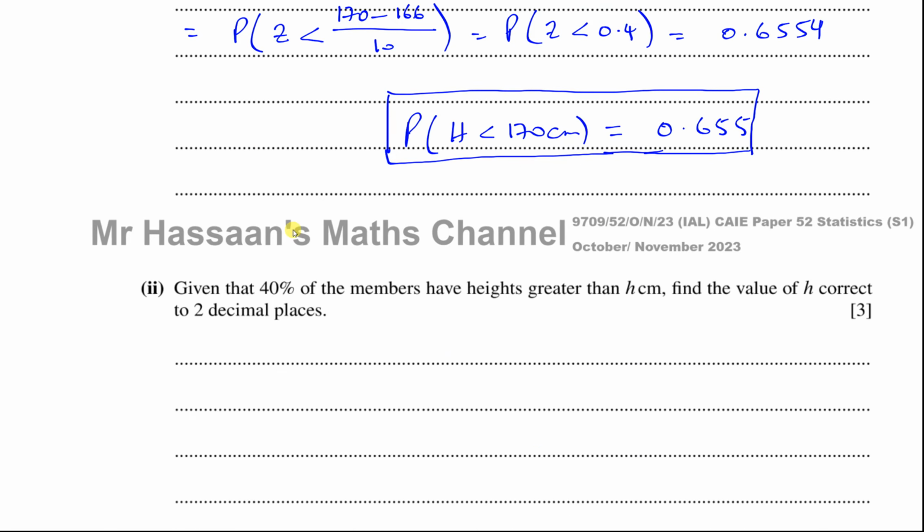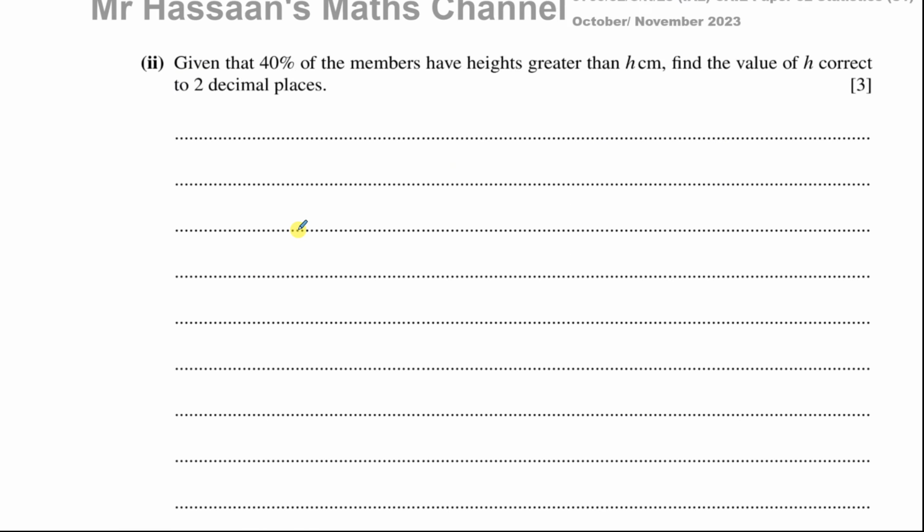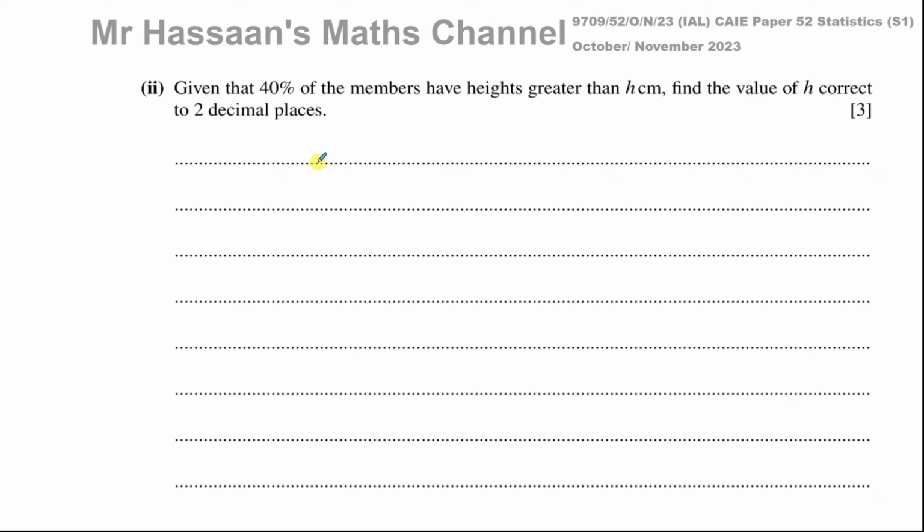Part 2 says, given that 40% of the members have heights greater than h centimeters. Remember, the heights are normally distributed with a mean of 166 and a variance of 100, or 10 squared. Given that 40% of the members have heights greater than h centimeters, find the value of h correct to two decimal places.